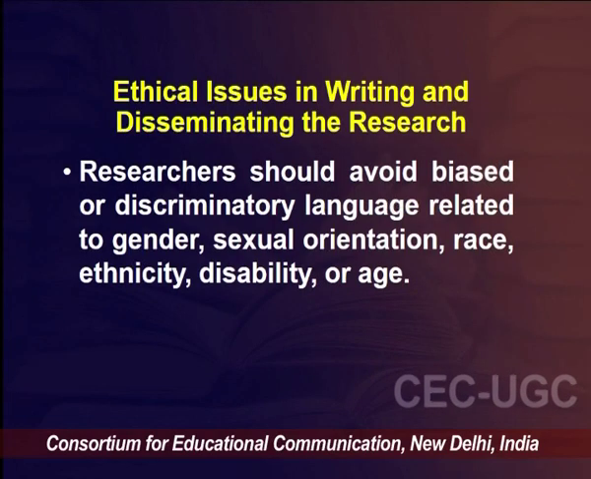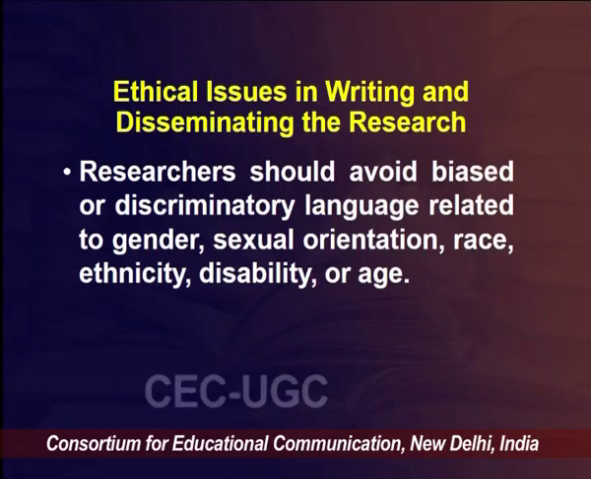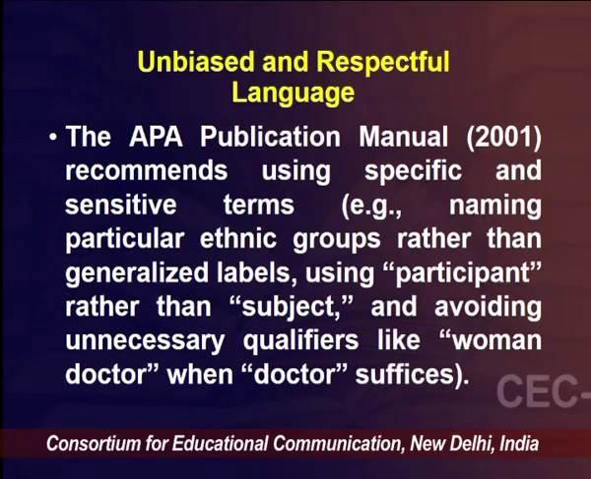So, researchers should avoid biased or discriminatory language related to gender, sexual orientation, race, ethnicity, disability, or age. The APA Publication Manual 2001 recommends using specific and sensitive terms, for example naming particular ethnic groups rather than generalized labels, using participants rather than subjects, and avoiding unnecessary qualifiers like woman doctor when doctor suffices.